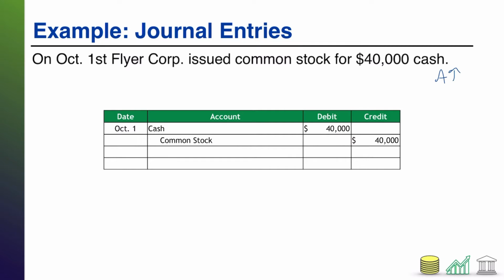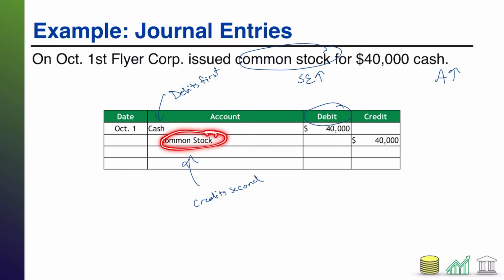Debits increase assets. And when you're in a journal entry, debits go first. So we're going to list cash first, and we're going to show it in the debit column for $40,000. Common stock is a shareholders' equity account. When shareholders' equity goes up, that's a credit. And credits always go second. So here you see common stock listed, and you see in the credit column 40,000.